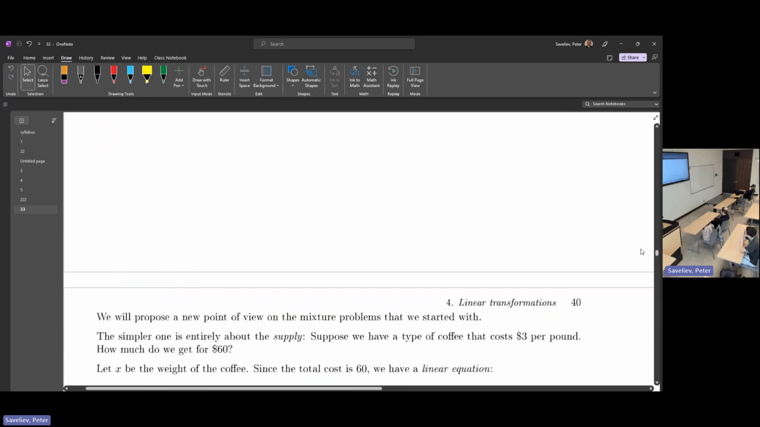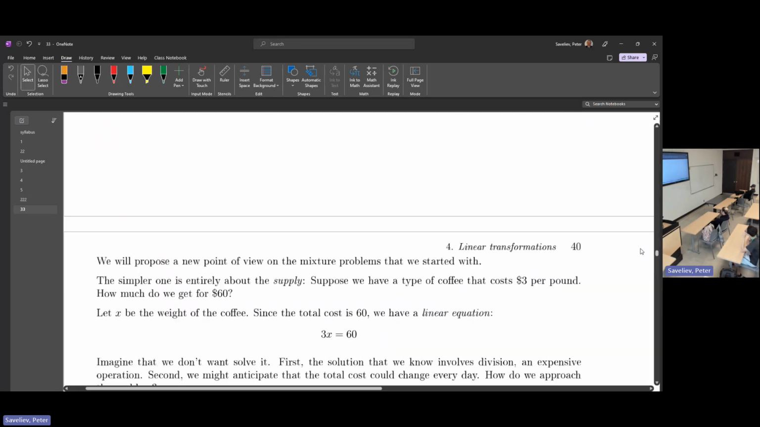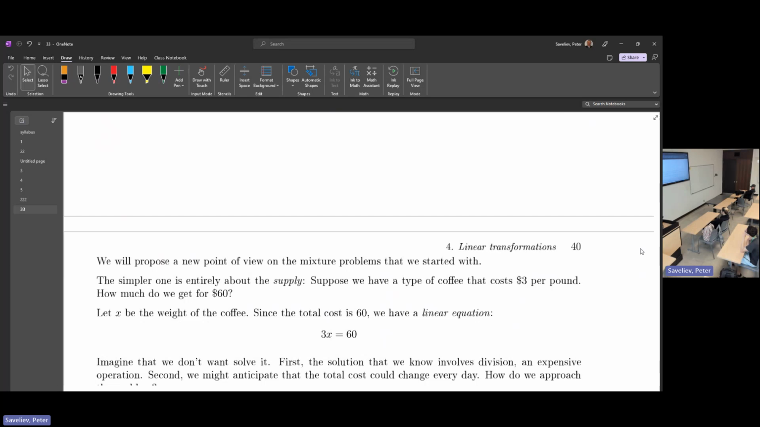Okay, so problem of mixtures, where remember, you have 2 types of coffee. But let's see the functions first. In the one-dimensional case, we have a type of coffee for $3 per pound, and how much do we get for $60? We can just go straight to it, as we did before. We introduce a variable, x is the weight of the coffee, and the equation produces 3x is equal to 60, and then we divide, x is equal to 60 divided by 3, we're done.